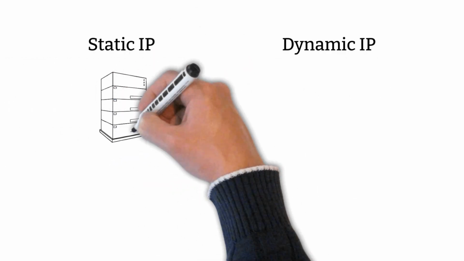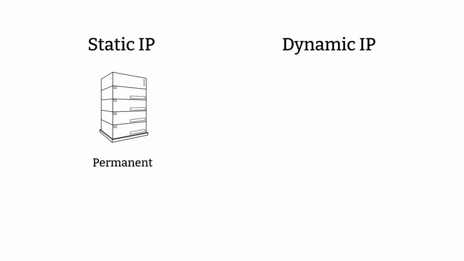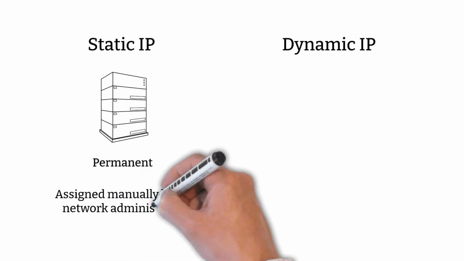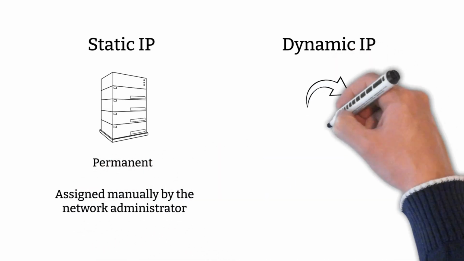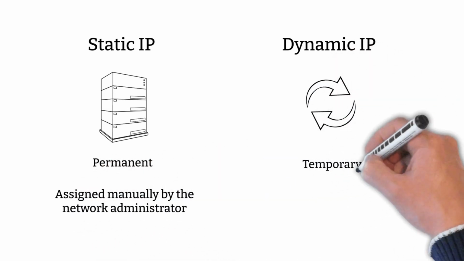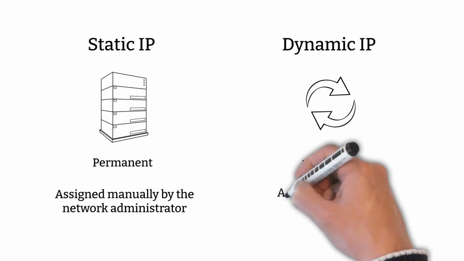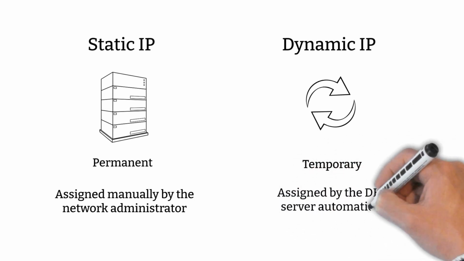A static IP address is a permanent IP address that doesn't change and is assigned manually by the network administrator, while a dynamic IP address is a temporary IP address that changes any time and is assigned by the DHCP server automatically.